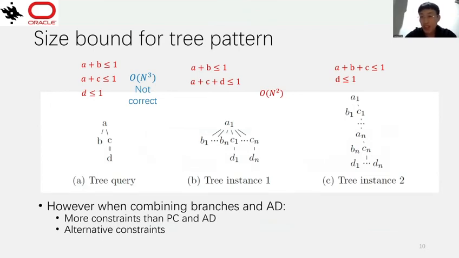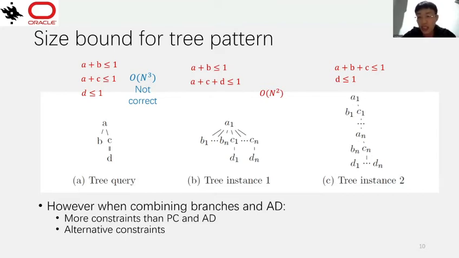Things get more complex when we combine branches and AD paths. From the left figure, where we bind each PC path to a constraint and each AD loop to no constraint, we get the constraints of three equations. By this constraint, we get a solution of 3, meaning the size bound could be O(n^3). But this is not correct. We cannot achieve this size bound. The size bound is actually n squared.